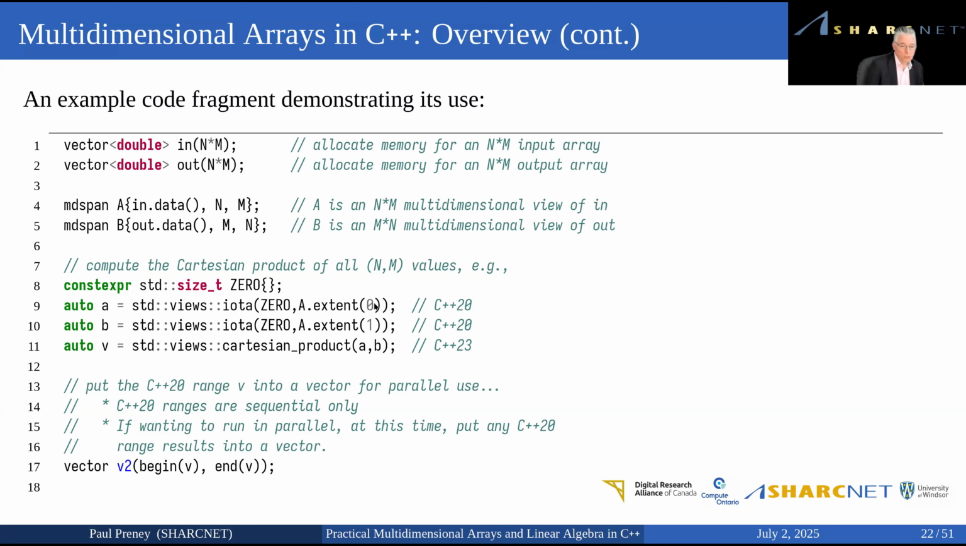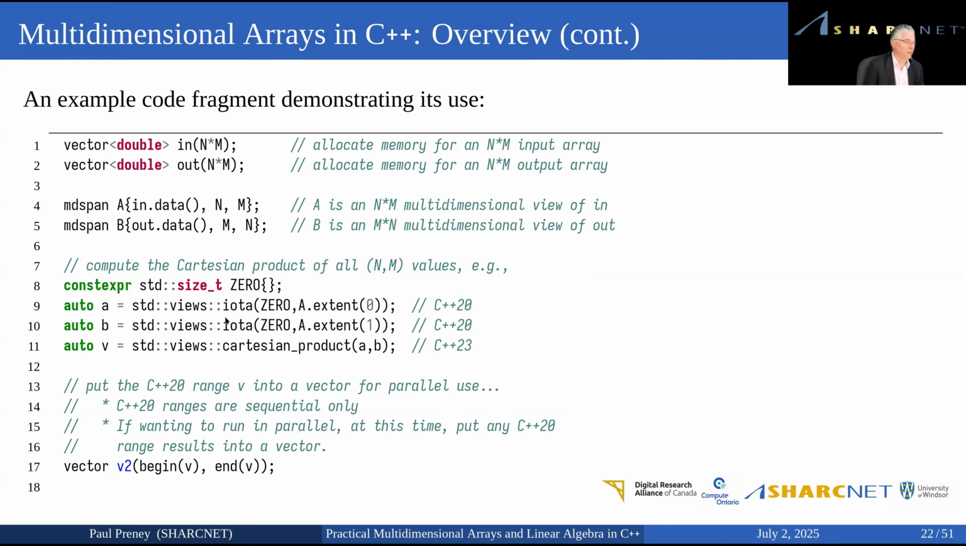But you can use the view, okay? For iota in the C++20 ranges, and you just include ranges, and then std::views, and say iota, and you want to go from 0, just default construct to 0 here. So 0 to how big A's extent is. So that is M, because A is M by N, right? So A extent 0 is N, so this basically goes up to N. And then I go from 0 to M in the other iota view. So little a and little b here, okay? And then I do the Cartesian product of the two of them. So a and b here.